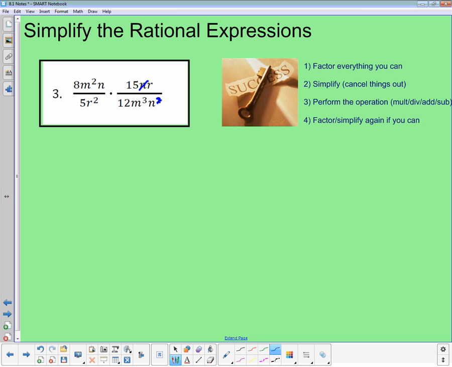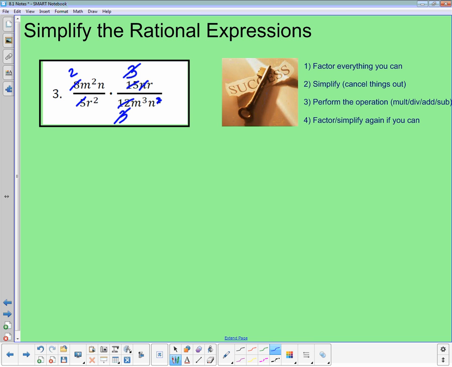If I go back and look at the numbers, 8 and 12 have a common factor of 4. That's going to be 2. That's going to be 3. 5 and 15 have a common factor of 5. That's going to go away and be a 1. That's going to be a 3. And then if you look again, you now have created a 3 over 3. 3 over 3 can also go away.